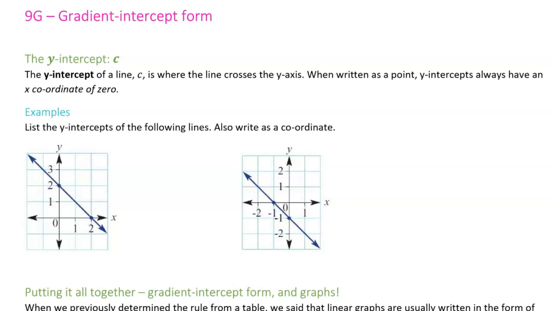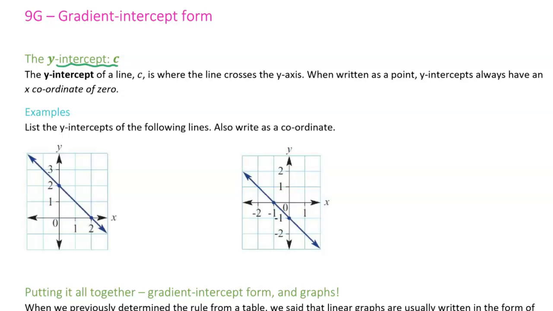During today's lesson, we're going to be delving into the gradient-intercept form. And we need to define a few terms. Last time we talked about the gradient being m, but now we need to know about the y-intercept, which we use the letter c for. Not really sure why. In some other countries they use b or a completely different letter.